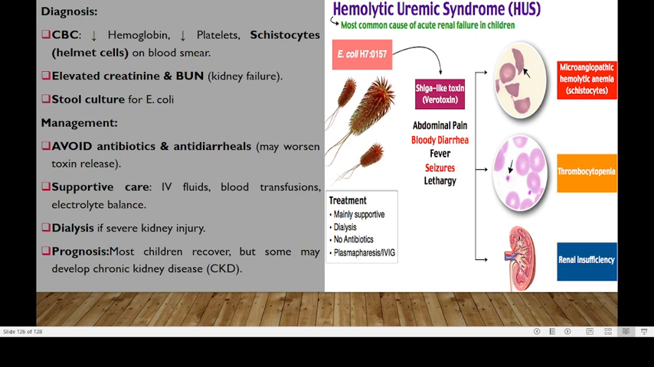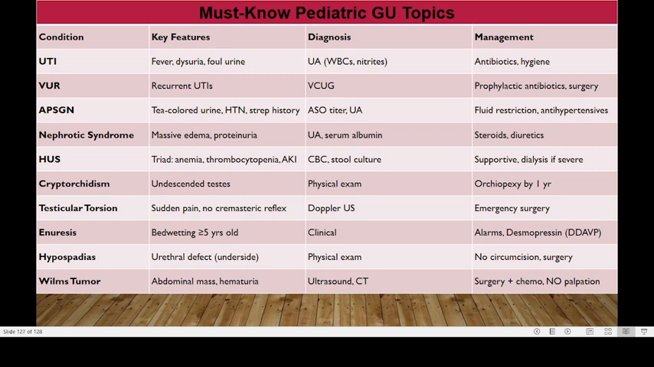In terms of diagnosis, CBC, we have reduced hemoglobin, reduced platelets, schistocytes on the blood smear, elevated creatinine and BUN, that's kidney failure, stool culture for E. coli. Management, you avoid antibiotics and antidiarrheals. This may worsen toxin release. You do supportive care, administer IV fluids, blood transfusions, electrolyte balance, dialysis if severe kidney injury. Prognosis, most children recover, but some may develop chronic kidney disease.